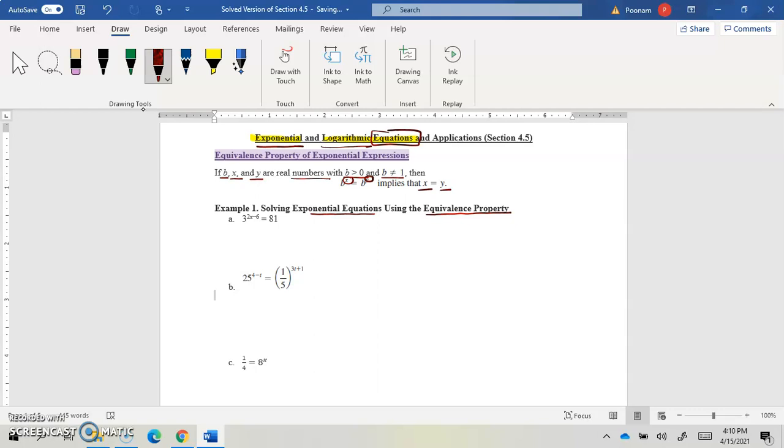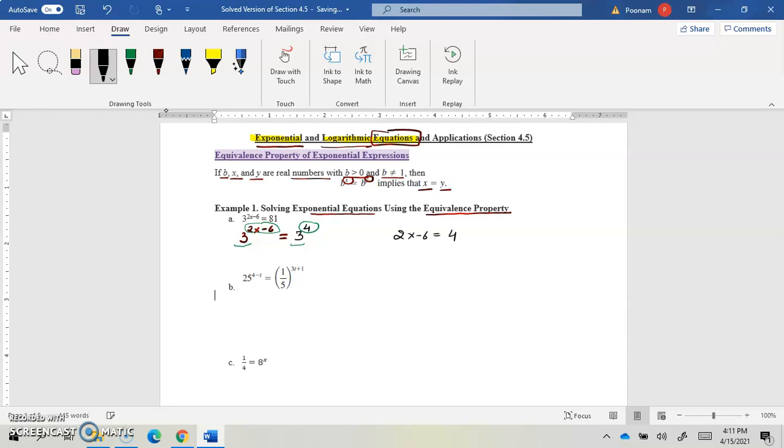Now let's look at part A of example 1. The left-hand side is 3 raised to power 2x minus 6. The right-hand side is 81. Can we write 81 as a power of 3 somehow? I think 3 raised to power 4 is 81. Now the equivalence property comes into play. Both sides of the equation are exponential functions with the same base, right? That means their exponents should be equal to each other. So that would give me 2x minus 6 is equal to 4.